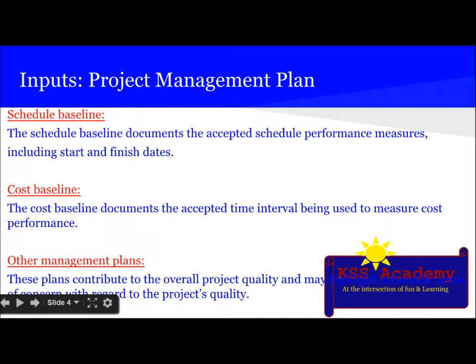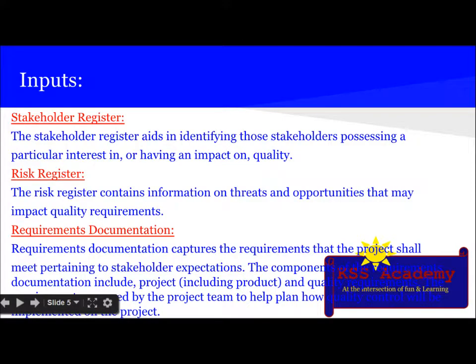Then there is the schedule baseline, which documents the accepted schedule performance measures, including start and finish dates. The cost baseline documents the accepted time interval being used to measure cost performance. And other management plans contribute to overall project quality and may highlight actionable areas of concern with regard to the project quality. The next input is the stakeholder register, which aids in identifying those stakeholders possessing a particular interest in or having an impact on quality.